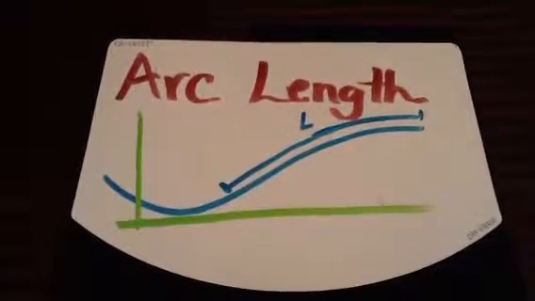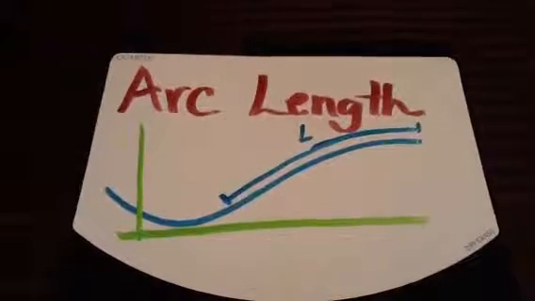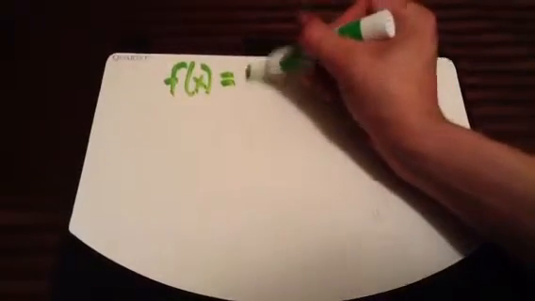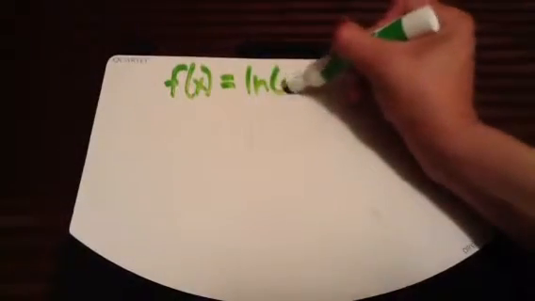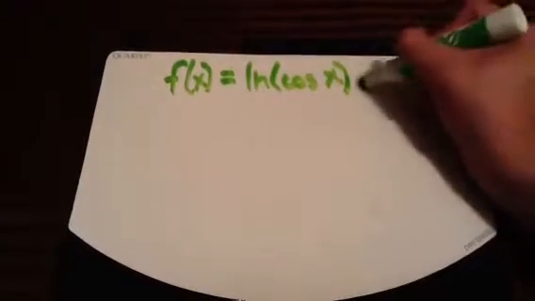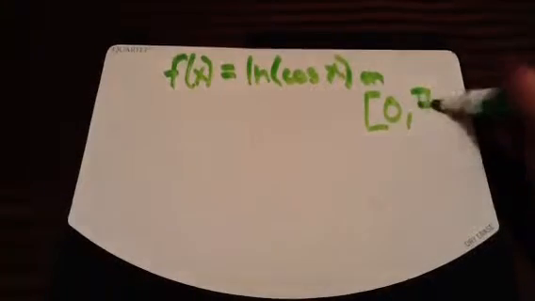Alright, here's another video on finding arc length of graphs. And this time I'm going to be using trigonometric functions. So our problem is to find the arc length of the function ln of cosine x, which actually isn't very difficult, and our interval is from 0 to pi over 4.